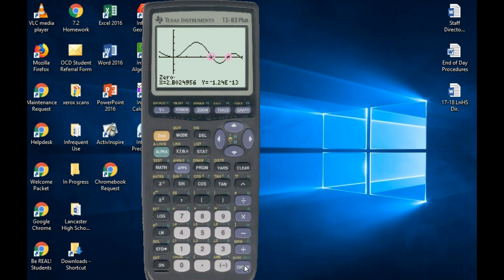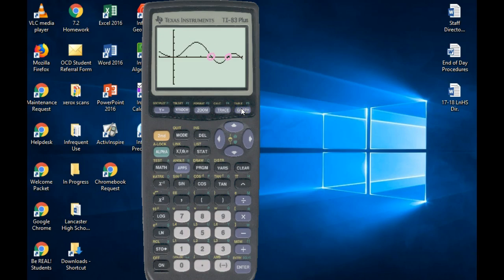I'm going to store that under alpha A, okay? So to store it, you push enter first, and then you're going to push store, and then you're going to click alpha, and then A is the button right underneath of it. Click enter again, and you should see that number. So now A is stored as that value. It's the green button.